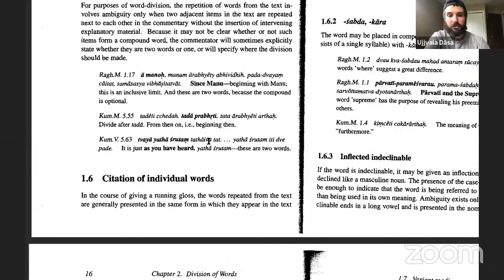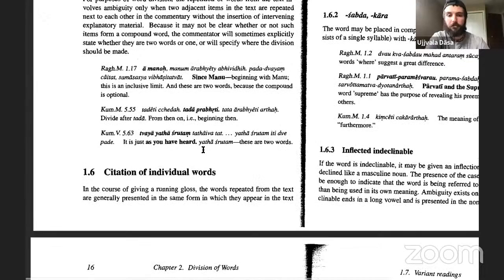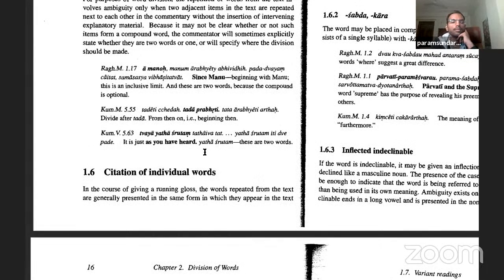Tvaya yatha shrutam tathaiva tat, yatha shrutam iti dve pade. Because yatha shrutam, we could take that as an avyayibhava samasa. But he's saying yatha shrutam iti dve pade. These are two words. It is just as you have heard, yatha shrutam. These are two words. You understand? No, I didn't get this third one.